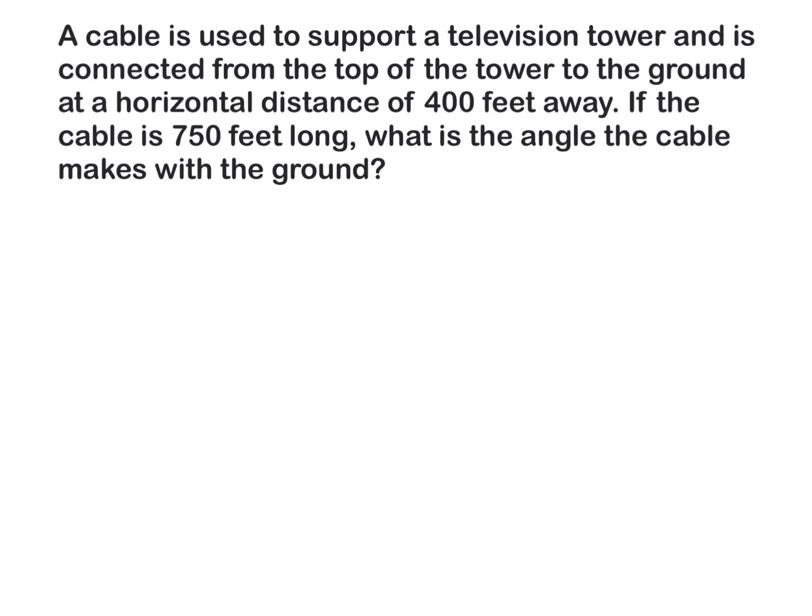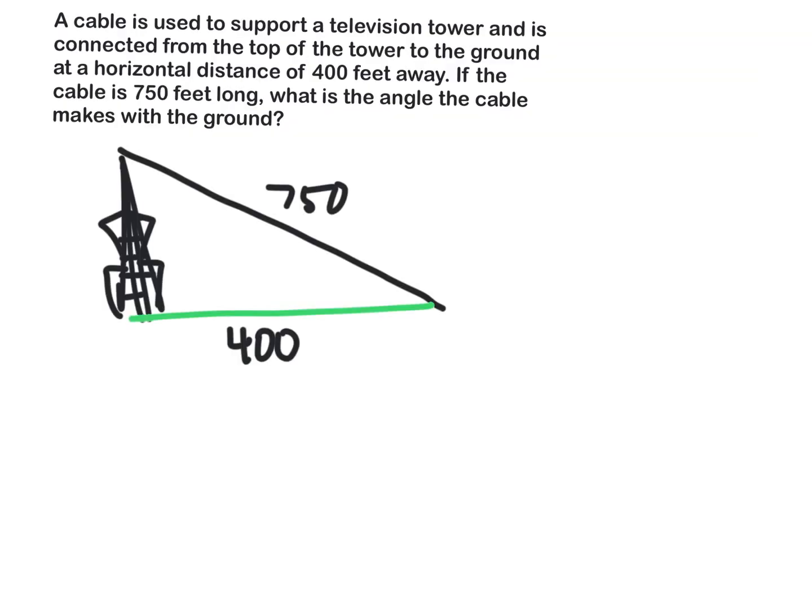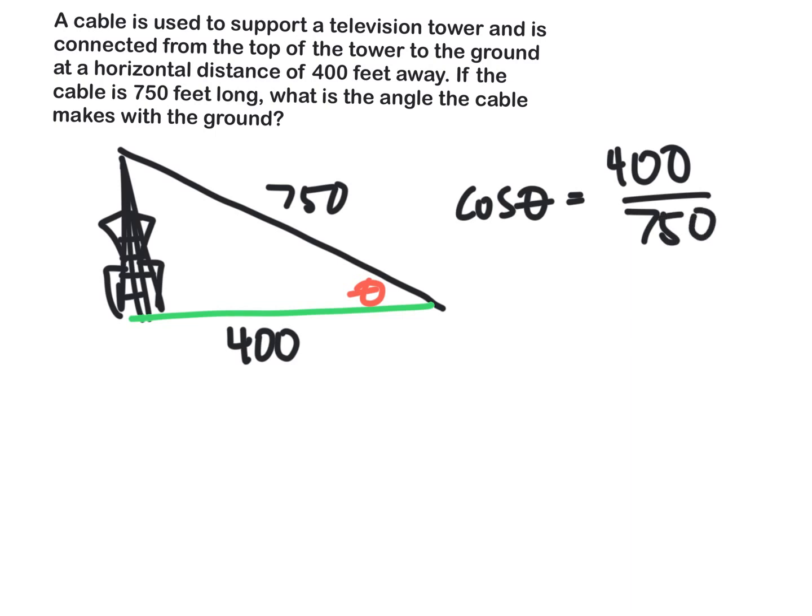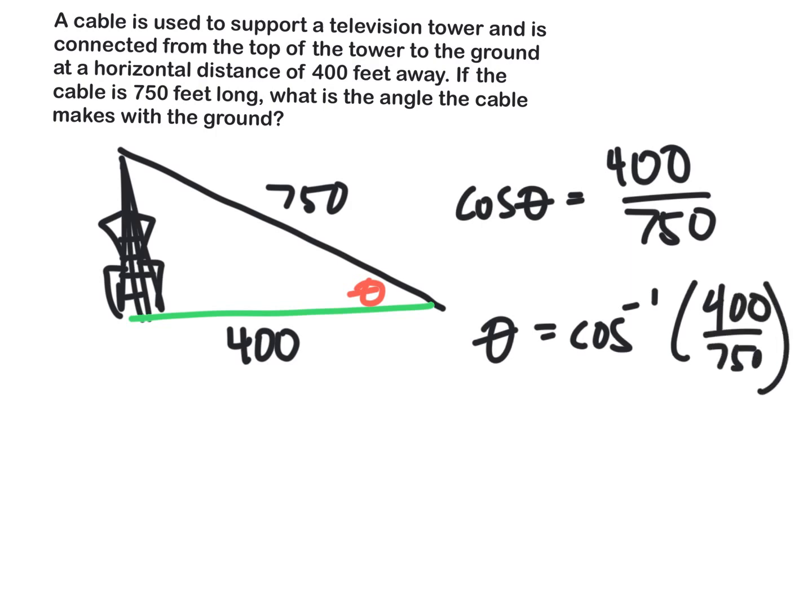All right, a cable is used to support a television tower and is connected from the top of the tower to the ground at a horizontal distance of 400 feet away. If the cable is 750 feet long, what is the angle the cable makes with the ground? All right, so I've drawn the tower, the cable, and the ground. Now I just need to figure out what is this angle right here. Well, for this I'm going to have to use cosine. The cosine of theta is equal to the adjacent over the hypotenuse. So to actually find theta, I'll have to do the inverse cosine of 400 over 750. And I see that the angle that the cable makes with the ground is 57.77 degrees.